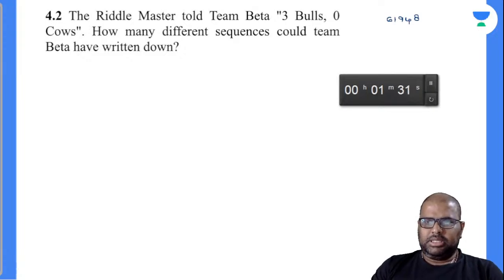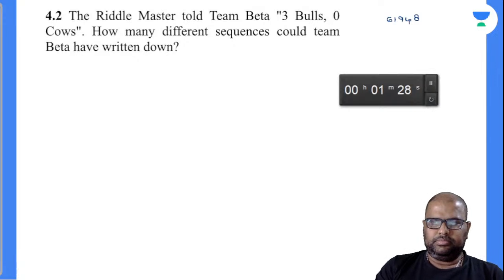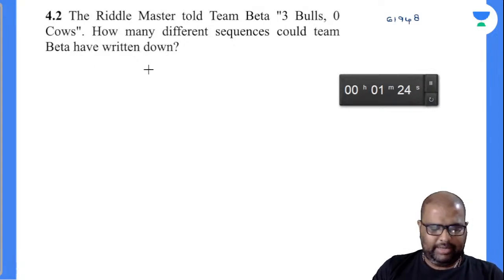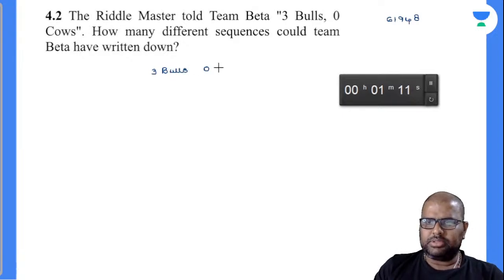The riddle master told team beta. Yes, Shubham, I'll do it, right? One by one, I'll do all those things. I'll complete this permutations and combination, then I'll go for arithmetic one. 3 bulls and 0 cows, it seems.